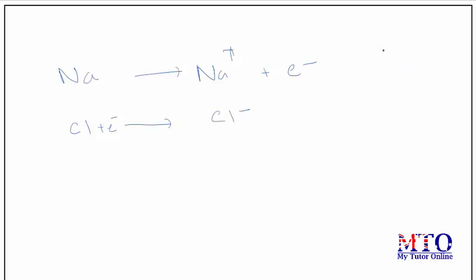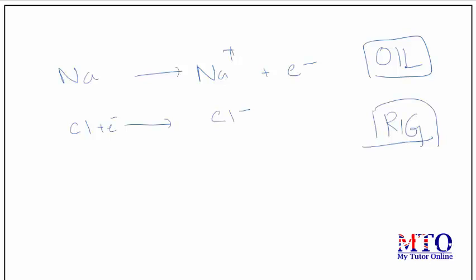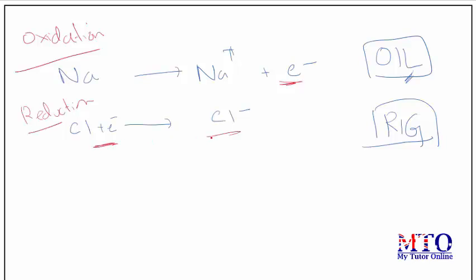So according to our definition, OIL RIG, whenever there is loss of electrons, that process is called oxidation. So this must be oxidation, because sodium is losing an electron to form the sodium ion. Similarly, in this process, chlorine is gaining an electron to form the chloride ion. So this process is reduction.